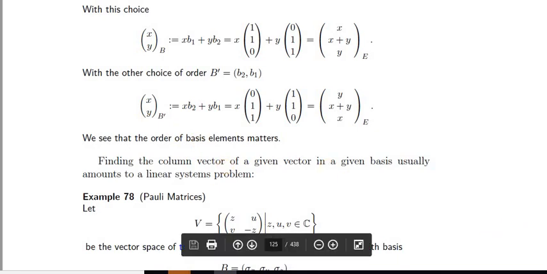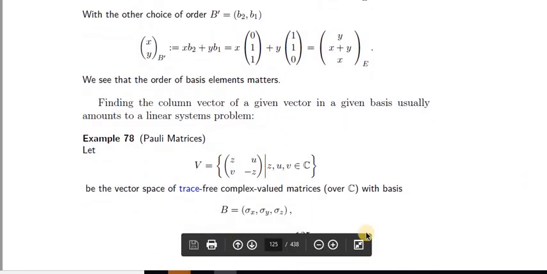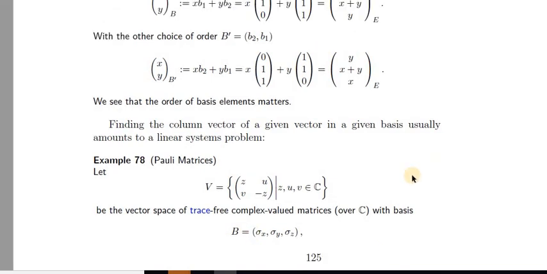Let's go down to another example. In this example, we consider a subset of the 2 by 2 complex matrices. Now, why is this a subset? Because not all matrices are included. In this subset, the top left corner entry is the negative of the bottom right corner entry. And what that means is that it's trace-free. If you add the diagonal elements, you get 0.